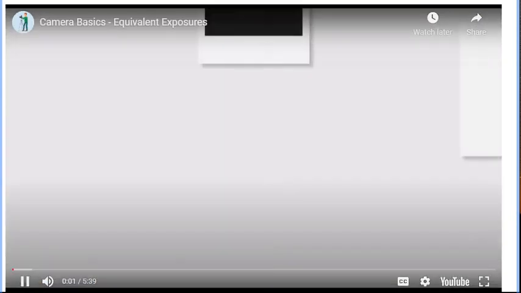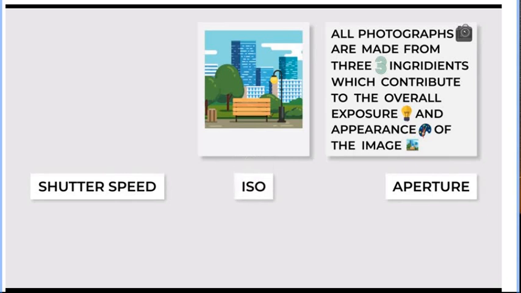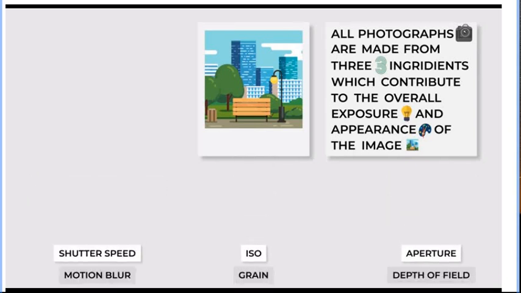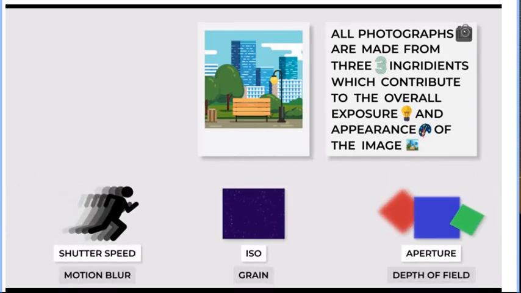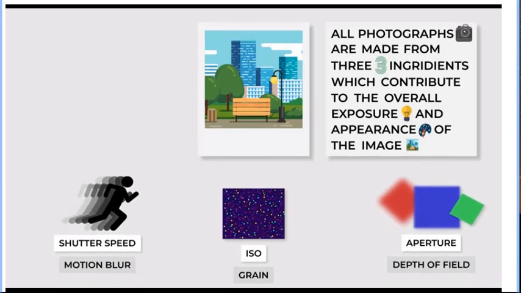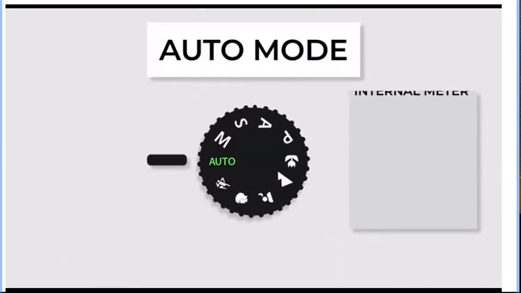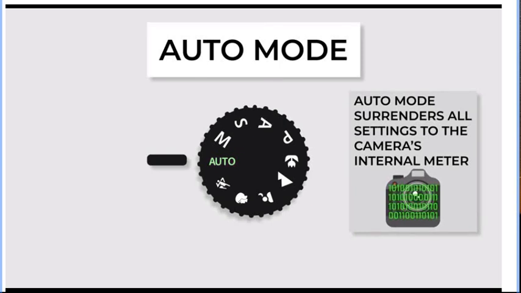A properly crafted photo is made from 3 ingredients: shutter speed, aperture, and ISO. Together, these 3 camera settings contribute to the overall exposure of an image, as well as its depth of field, level of motion blur, and appearance of grain. In auto mode, your camera will produce an adequately bright image, but it may not suit your creative needs. This is where changing over to manual mode becomes useful.